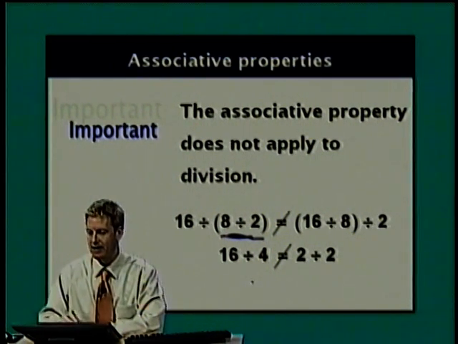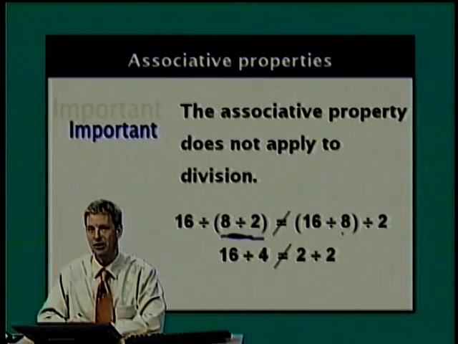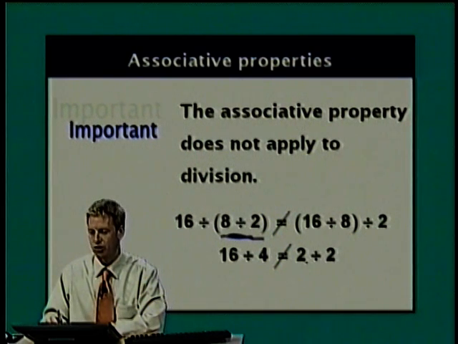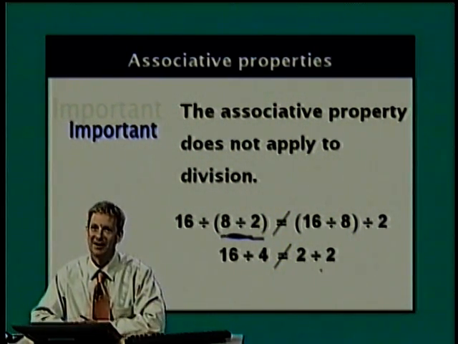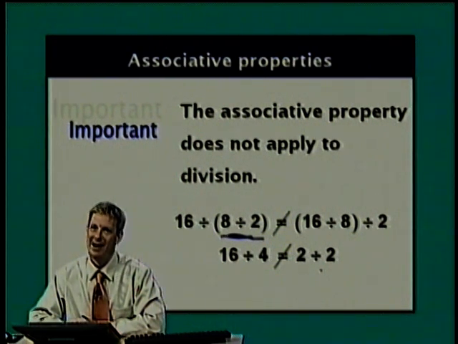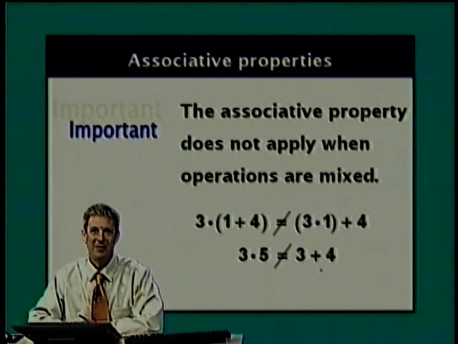On the right side, the grouping symbols are around the left two numbers. And when we perform 16 divided by 8, we get 2, and so we're left with 2 divided by 2. And again, one thing's for sure, 16 divided by 4 and 2 divided by 2 are not equal to each other. The associative property does not apply when the operations are mixed.